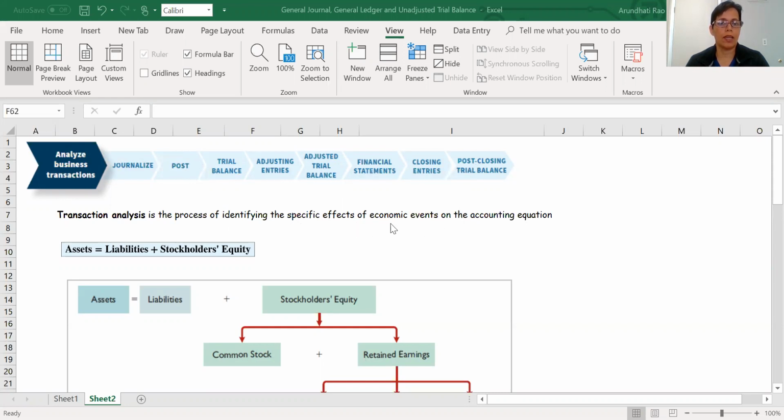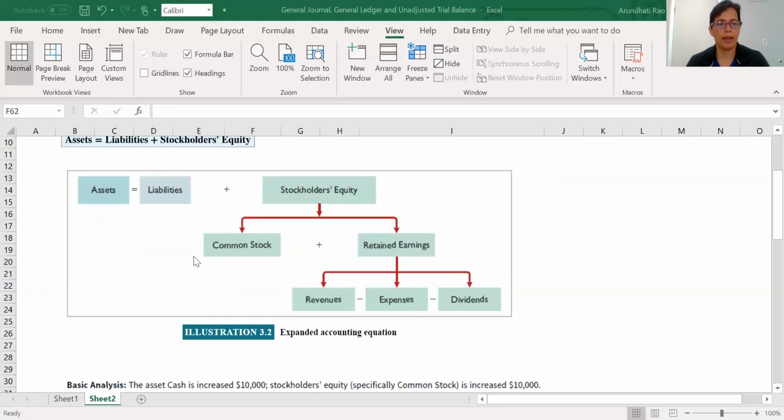So I have an economic event. It may be a business event that doesn't actually qualify as an accounting event, which means it doesn't affect the accounting equation. So to recap, the accounting equation is assets equals liabilities plus stockholders' equity. In the expanded form, stockholders' equity is common stock and retained earnings. We saw that when we prepared our financial statements. Retained earnings comes from revenues minus expenses minus dividends for a period. That's how your retained earnings is going to grow.